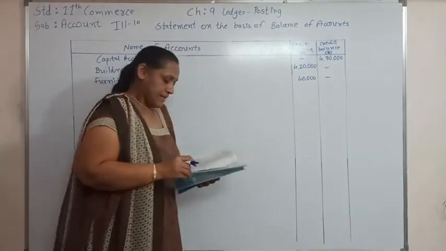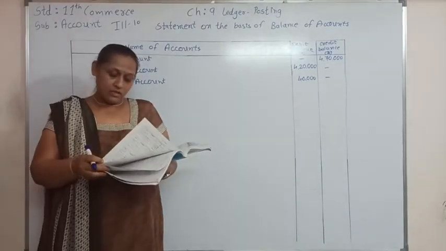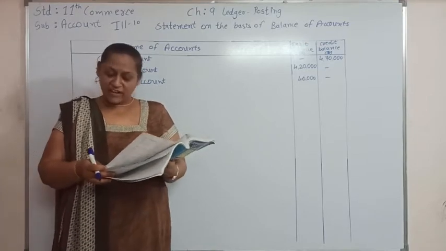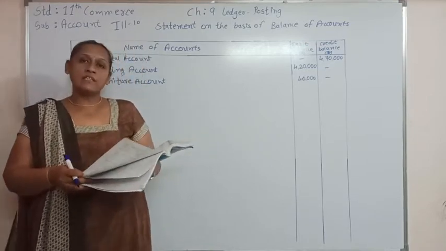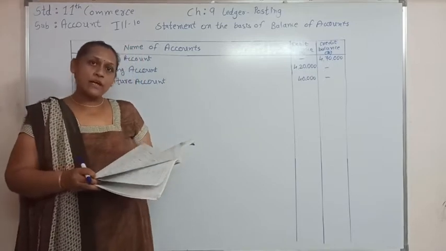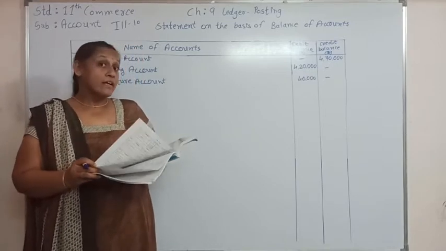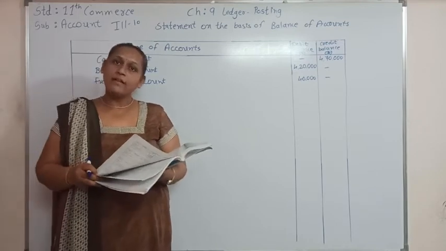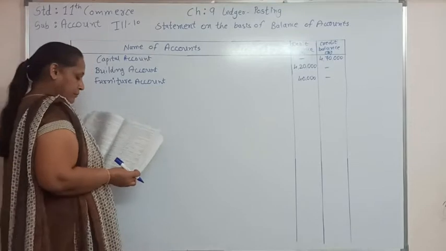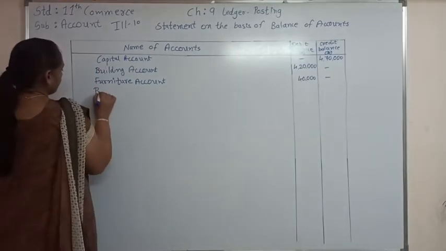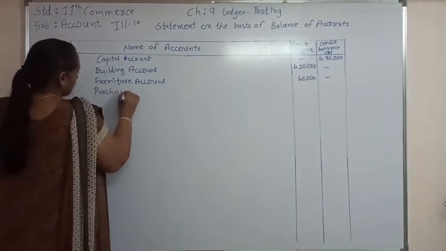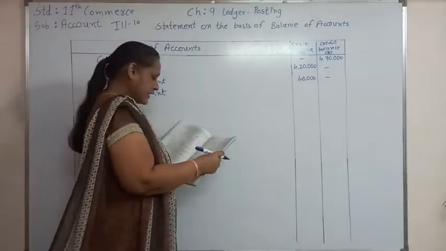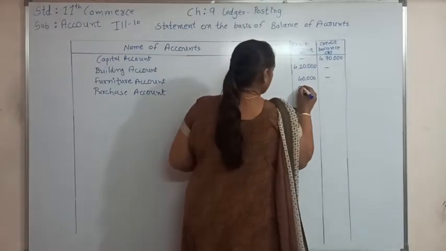Next is the purchase account. So here on the purchase account also we can see that the debit side is 85,000, credit side nothing is given to us. If the balance is more on the debit side, that is also called a debit balance. So here the purchase account has a debit balance, and that is of 85,000.